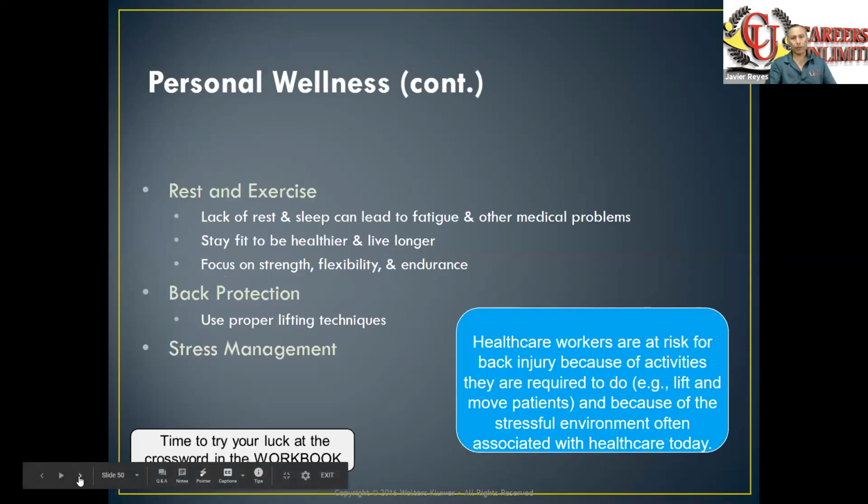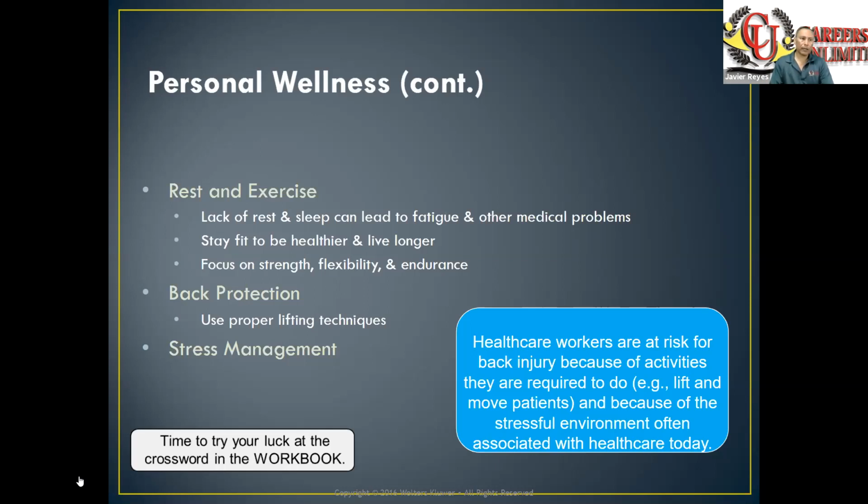Rest. We're not machines. We have to rest. We have to get our sleep, at least 6 to 8 hours of sleep. Lack of rest and sleep can lead to fatigue and other medical problems. You will be stressed out, okay? Do a little bit of exercise whenever possible so you can have a healthier life and live a lot longer. Focus on strength, flexibility, and endurance, like brisk walking, jogging, things like that. You don't have to be a gym rat, but do take care of yourself.